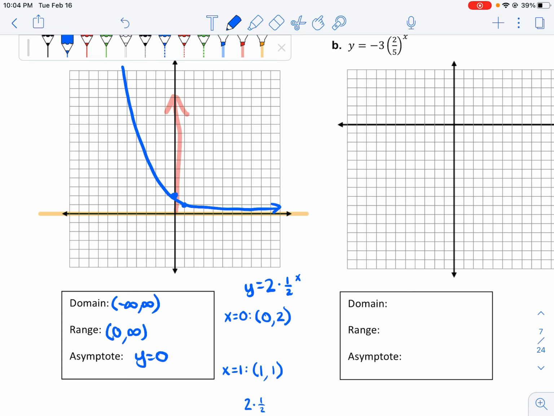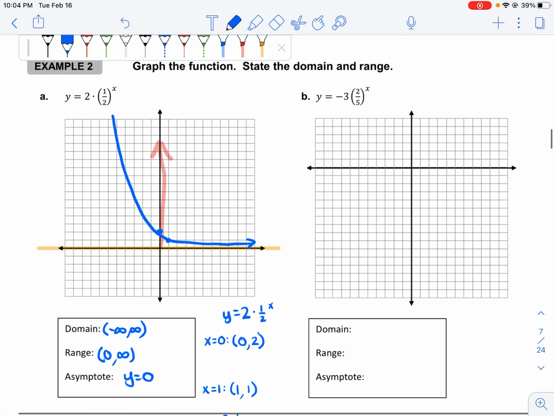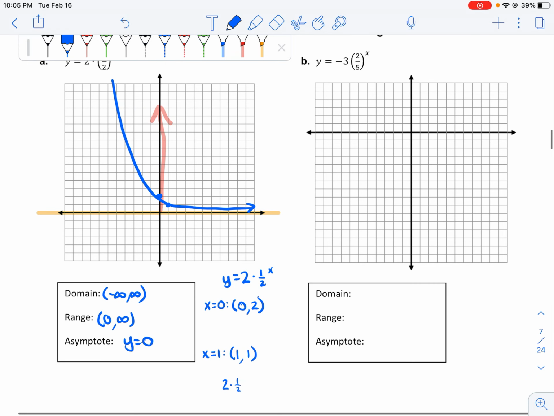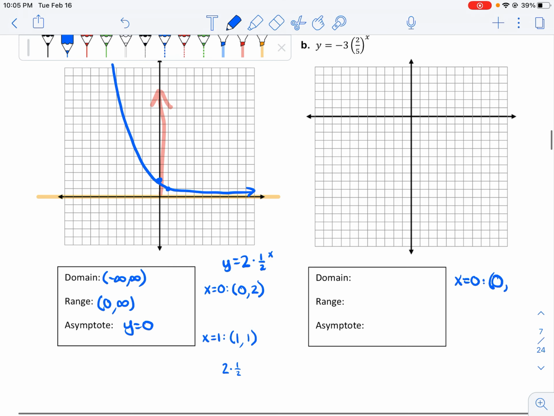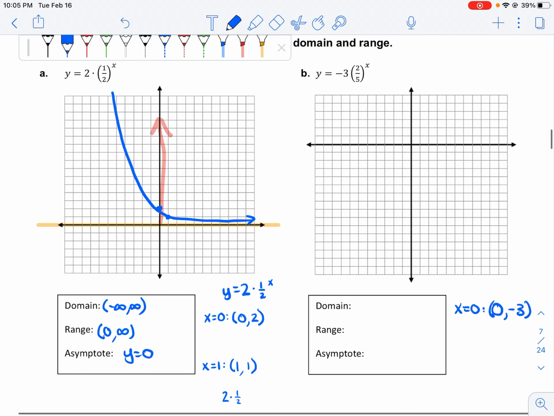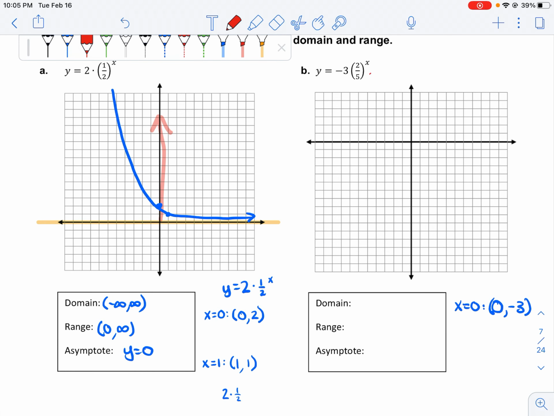Now we can still have the situation like in part B here, where our a is negative, and that is going to change our range a bit because everything's going to be flipped. So here when x is 0, remember it's just going to be 0, comma, -3, not 1, sorry. And that's because, again, when you plug in 0 here, that's the same as -3 times 2/5 to the 0, which is just the same as -3 times 1.